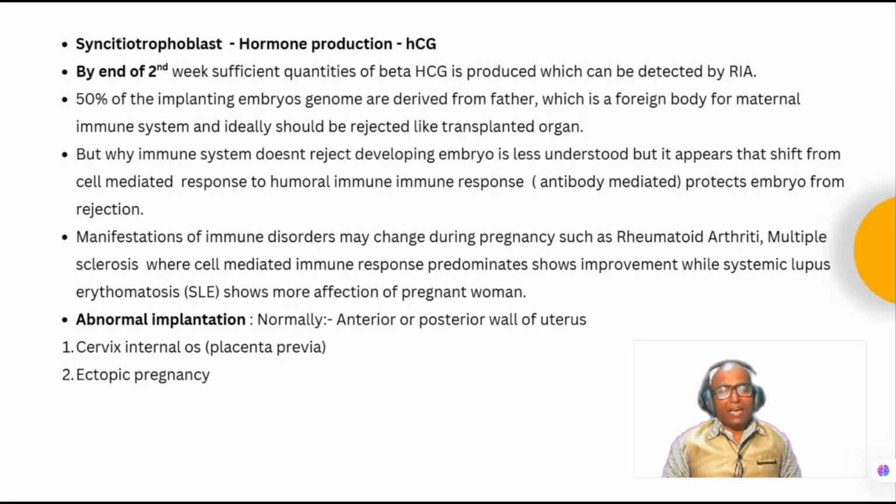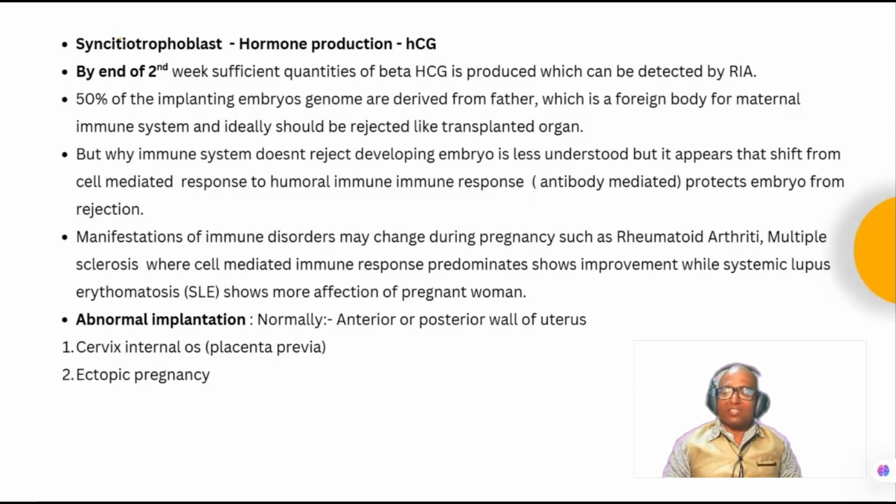That is why autoimmune diseases in which the cell-mediated response is predominant will have a favorable outcome. Manifestations of immune disorders may change during pregnancy, such as rheumatoid arthritis and multiple sclerosis, where the cell-mediated immune response predominates, and will show improvement during pregnancy because there is a shift from the cell-mediated to the antibody-mediated immune response, while SLE, where the humoral immune response is predominant, will show worsening in pregnant women. So SLE will deteriorate while rheumatoid arthritis and multiple sclerosis will improve during pregnancy.